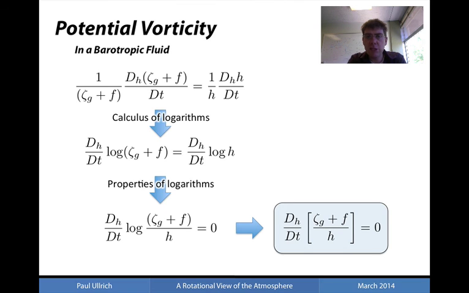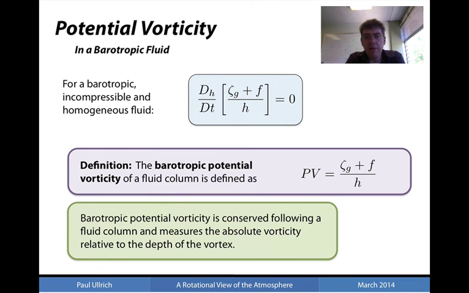Now this makes sense because if you have no change in horizontal velocities in the horizontal direction, if you have no change in vertical velocity, if you have zero vertical velocity in the horizontal direction, then h will be constant following the fluid flow. So hence we have for a barotropic, incompressible, and homogeneous fluid that the quantity within the square brackets is conserved following the fluid. And this quantity is a special quantity.